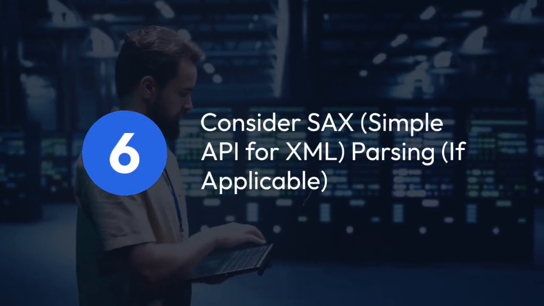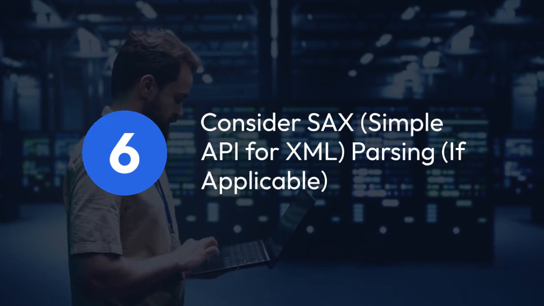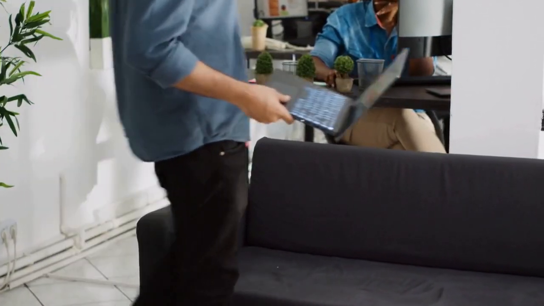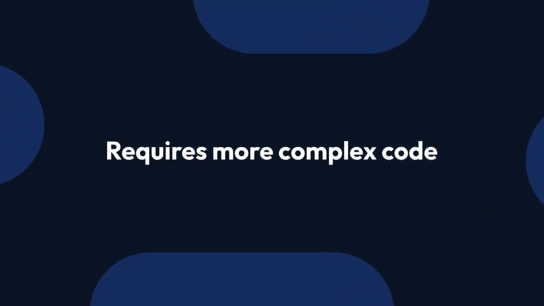6. Consider SAX, Simple API for XML, parsing, if applicable. If your Excel files are in .xlsx format, which is essentially zipped XML, you can consider using a SAX parser to process the XML stream without loading the entire file into memory. Note, this requires more complex code and might not be suitable for all use cases.